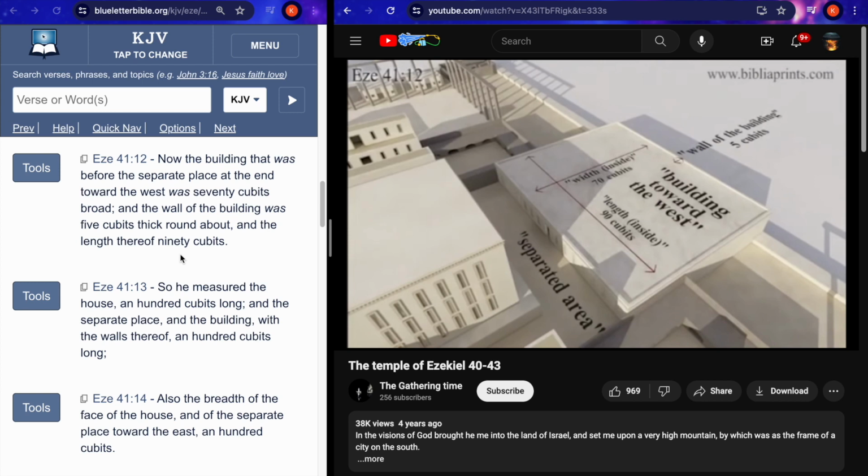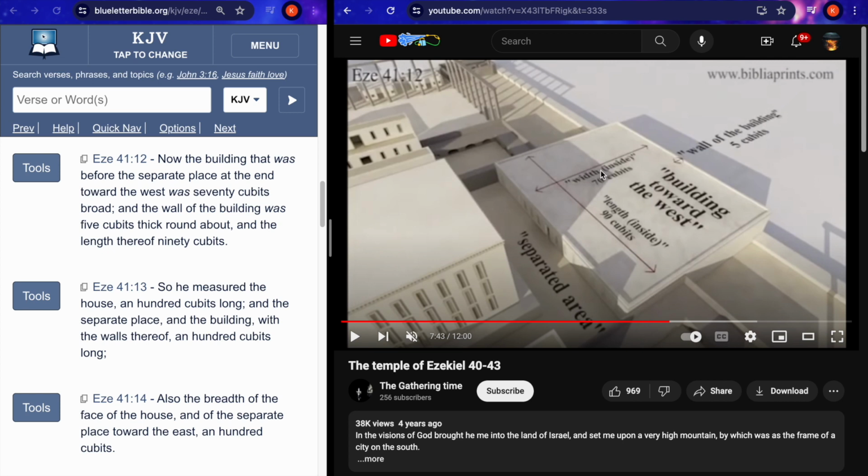Verse 12, now the building that was before the separate place at the end towards the west was 70 cubits. And as you can see here, I think it's 70 cubits broad, and the wall of the building was 5 cubits thick round about, which I believe is depicted over here, and the length thereof 90 cubits. So basically just giving you the measurements of that building.